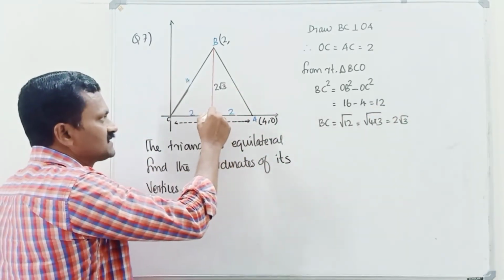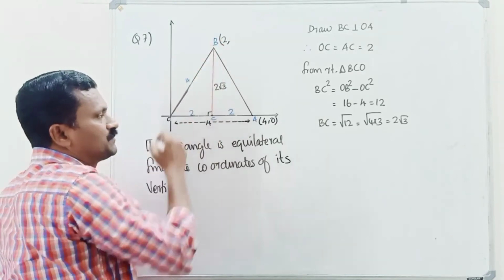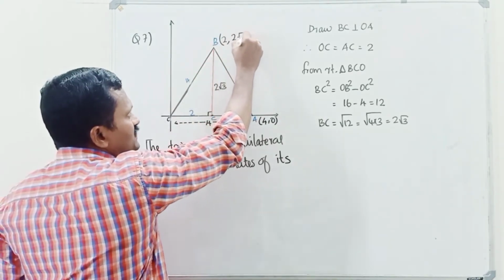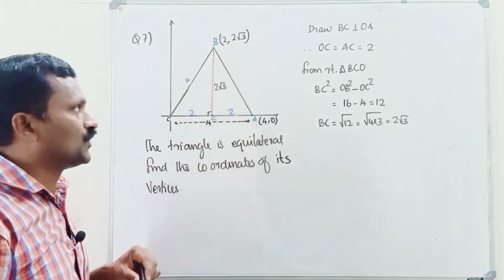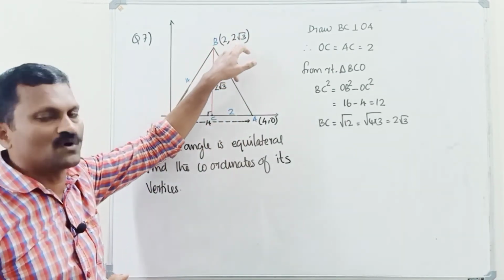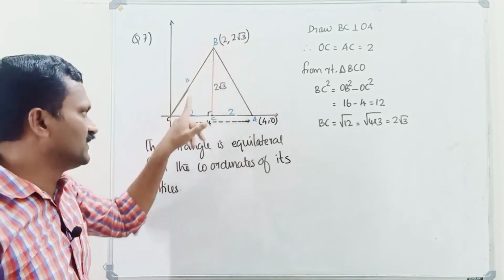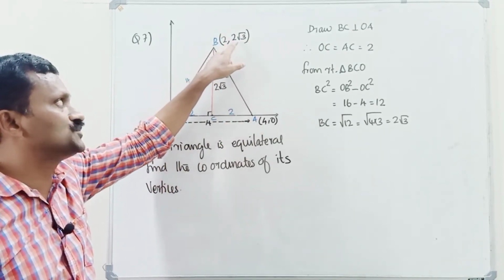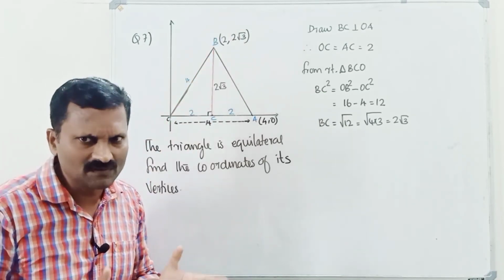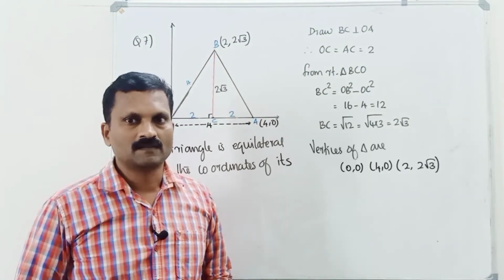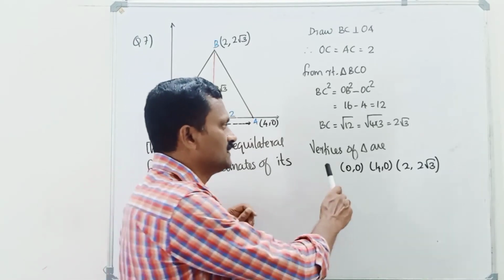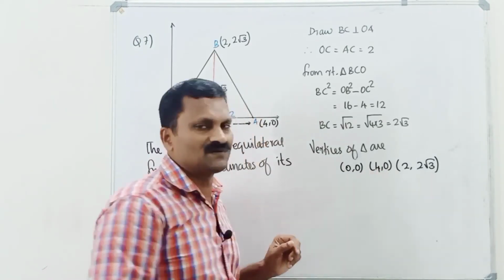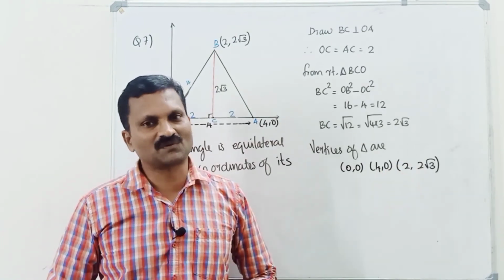BC is the distance from x-axis to the point, that is its y coordinate. So y coordinate is 2 root 3, and the coordinates of B are (2, 2 root 3). So the vertices of the triangle are (0, 0), (4, 0) and (2, 2 root 3). Can you follow? Yes, write it. Write the conclusion. Vertices of triangle are (0, 0), (4, 0) and (2, 2 root 3). Clear?